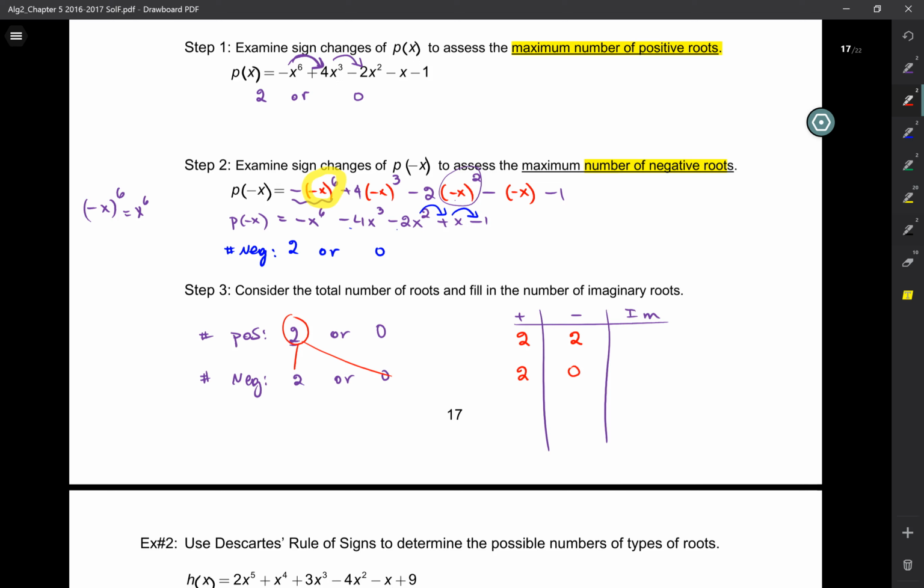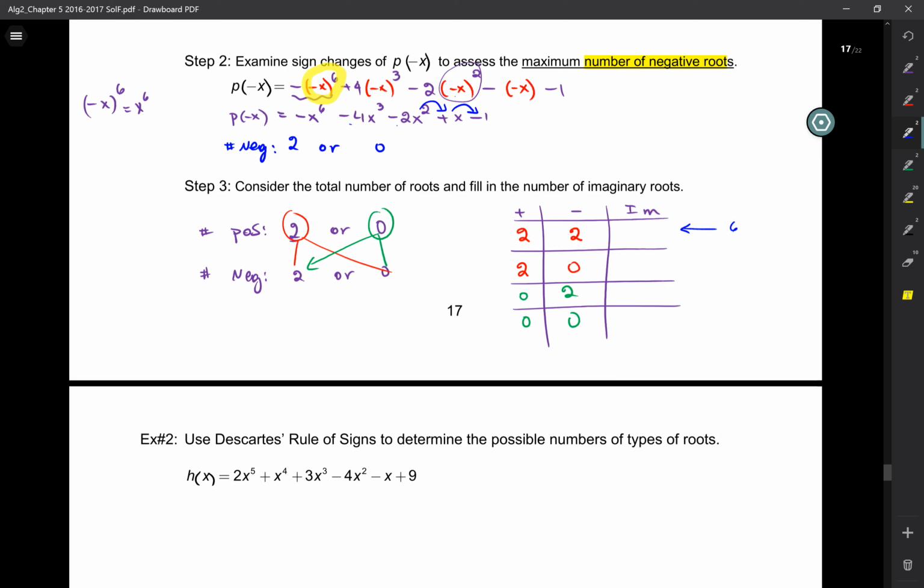Remember, what is the degree of this function? The degree of this function is 6. So how many total solutions should there be? 6. So now we have to complete this last column so that each row adds up to 6.